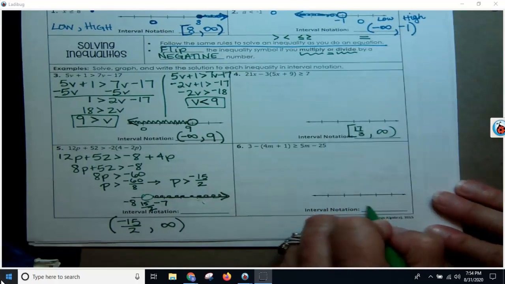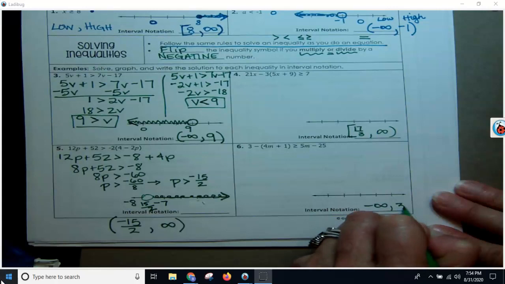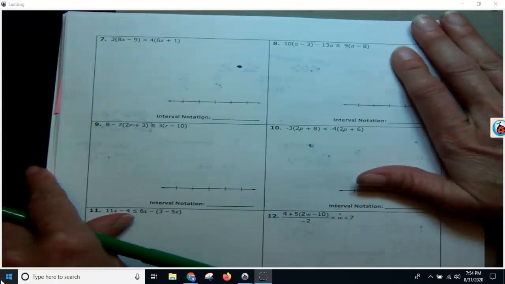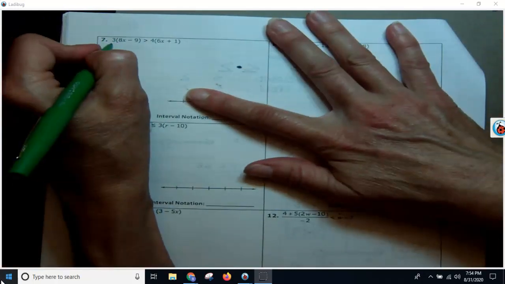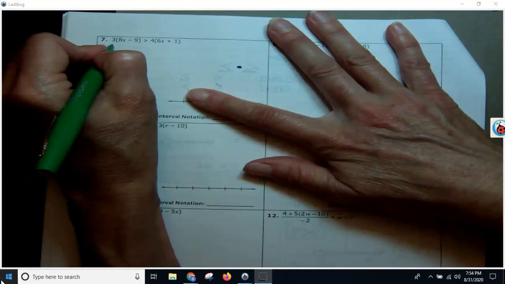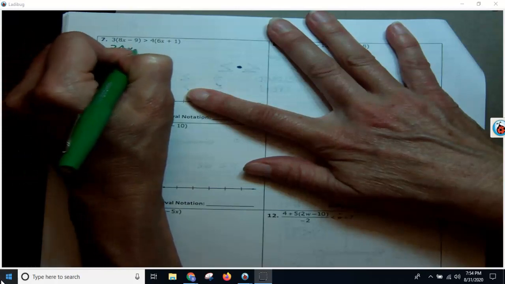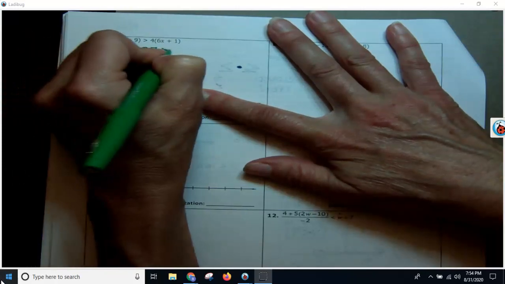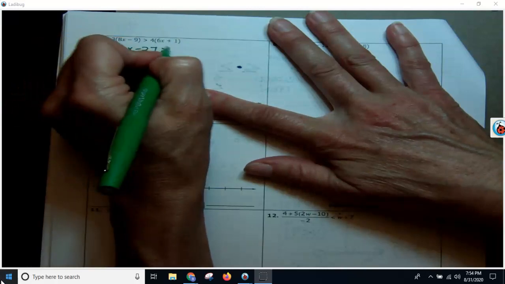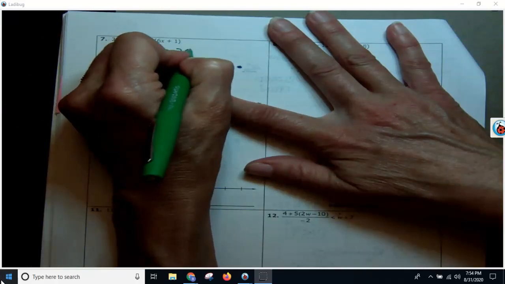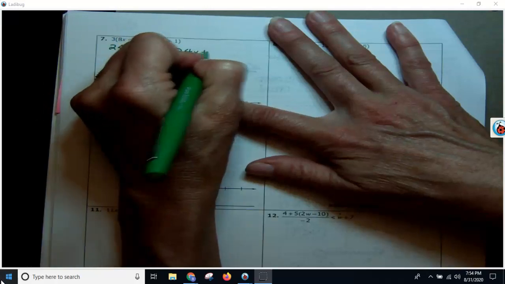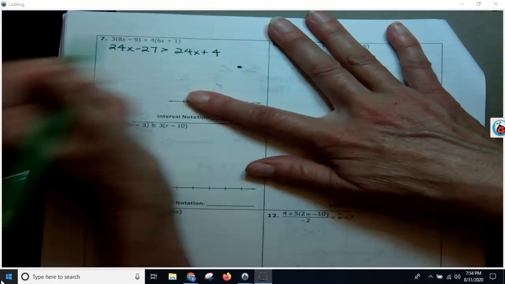And this one is negative infinity, 3. So if you want to work those problems and just see if you get the same answers, you can do that. Then we've got up here 7. So let's see what happens here. I've got 3 times 8x is going to give me 24x minus 27 greater than 4 times 6x is 24x, and plus 4 times 1 is 4.